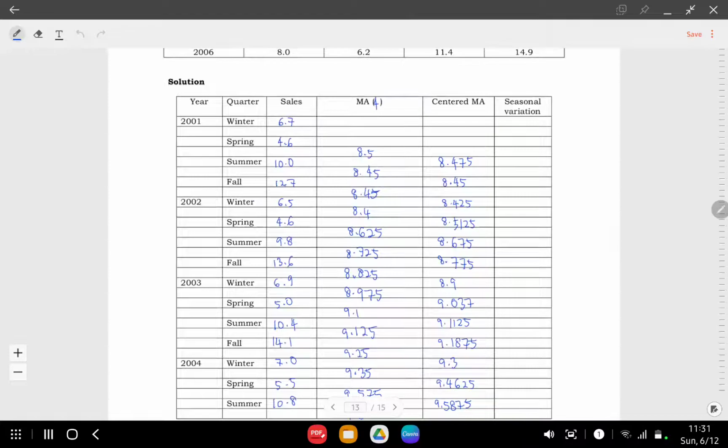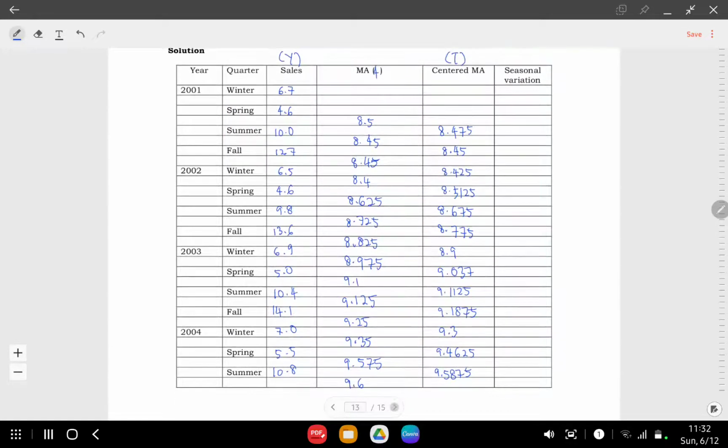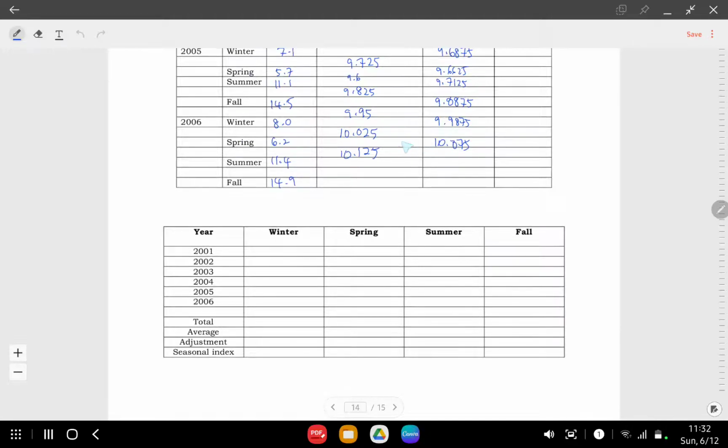And then we need to calculate the seasonal variation using the formula y divide by t and then multiply with 100. So this is our y and this is our t. Y divided by t multiply with 100. We only have the trend for summer 2001, starting from summer 2001 until spring 2006.